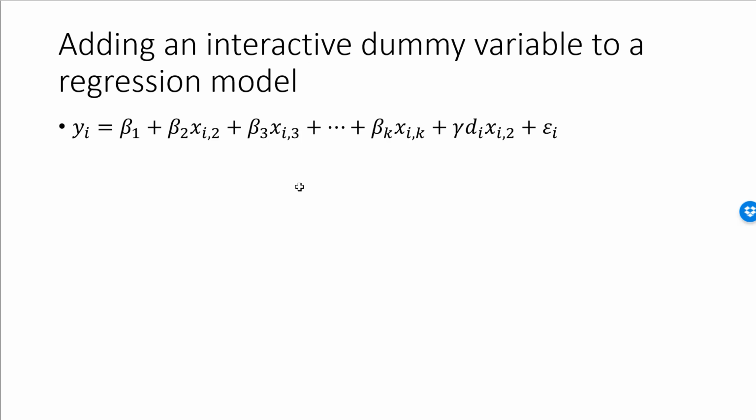So I start with a bunch of explanatory variables, and to this model I add my interactive dummy variable. That's di times xi2, for example, if I create an interactive dummy variable with di and the second explanatory variable, or the one called x2 at least. And I have called the parameter in front of this variable gamma. So let's investigate this and figure out why you would do something like this.